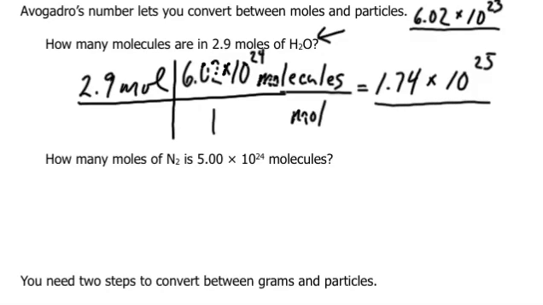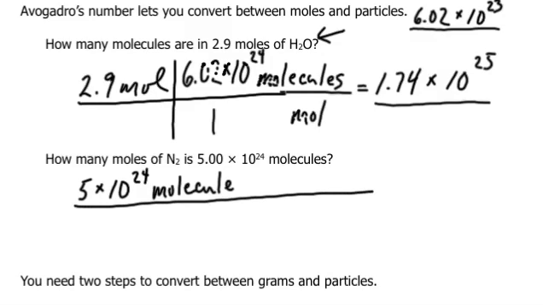Now the reverse of this is going from a number of particles to moles. So we are given that we're starting with 5 times 10 to the 24 molecules, and we are converting that into moles.